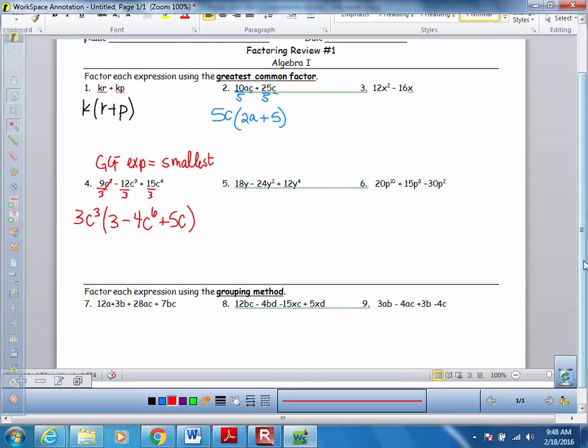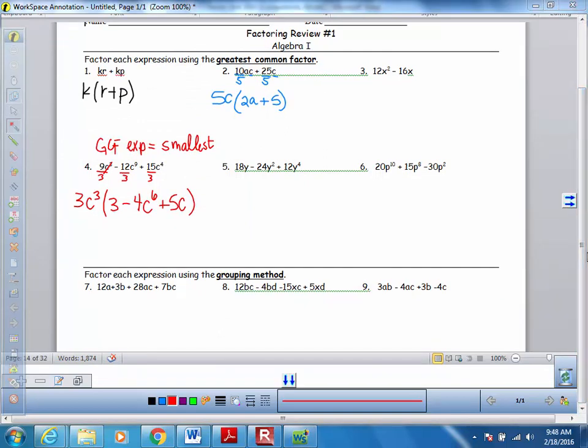Okay, so the next type of factoring I want to talk about is the grouping method. We always use the grouping method when we have 4 terms. So that's a good way to remember that: if there's 4 terms. So here, if we're looking at 17, the first step to grouping is to put in parentheses your first 2 terms and your last 2 terms. From there, we're going to find the GCF.